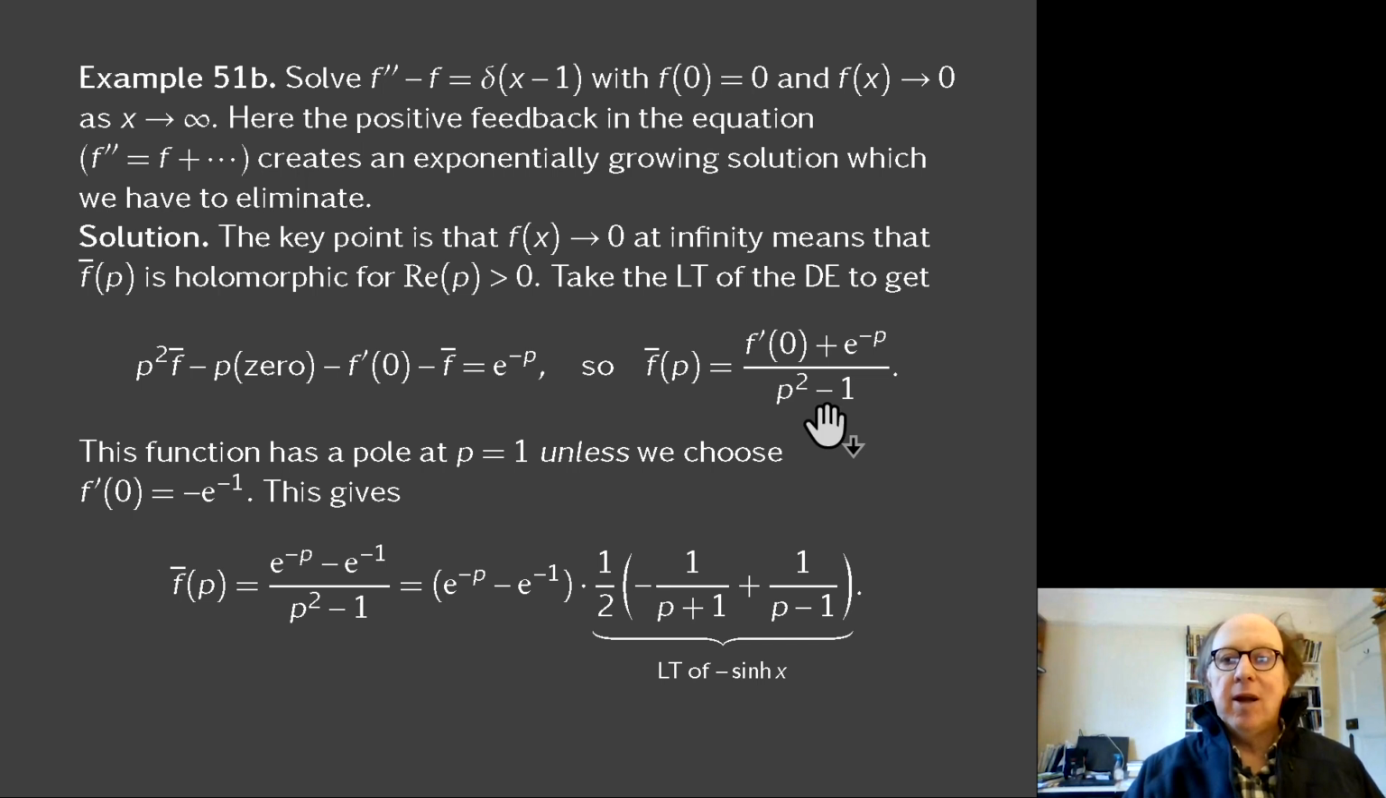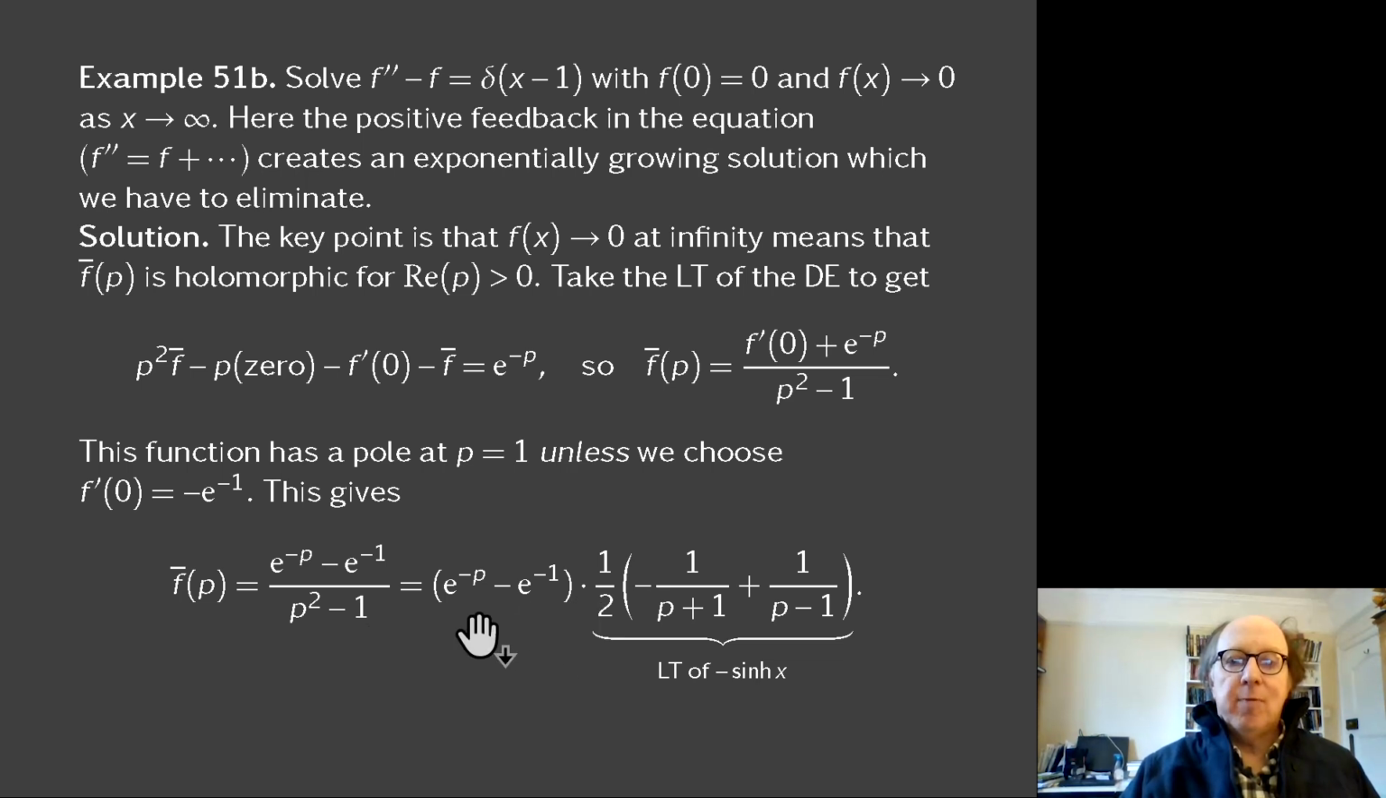It has a pole at p equals 1 unless you make the numerator, the one on the top anyway, f prime of 0 plus e to the minus p, vanish at p equals 1, and then we'll have a removable singularity in which we have a 0 over 0, which we can use L'Hopital's rule to show is a removable singularity. And of course, you put p as 1 here, you have e to the minus 1, so f prime of 0 should be minus e to the minus 1, and so f bar of p is e to the minus p minus e to the minus 1 over p squared minus 1.